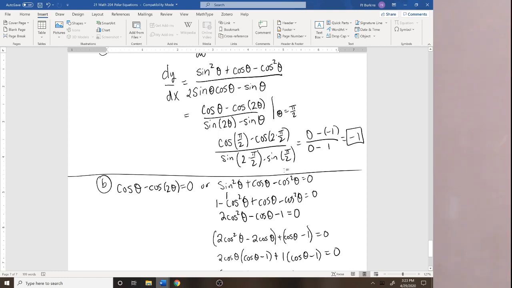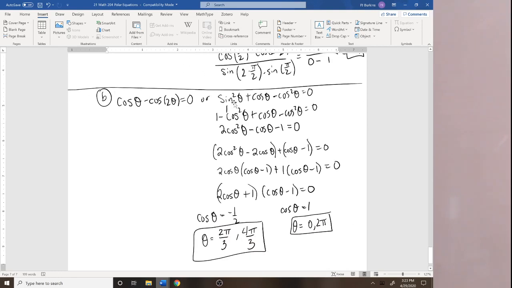So I started with the numerator, which is sine squared plus cosine theta minus cosine squared. And I took the sine squared and I said, well, that's the same thing as 1 minus cosine squared. Put the cosine squareds together and then multiplied through by negative 1. So you ended up with positive 2 cosine squared minus cosine minus 1 all equal to 0.